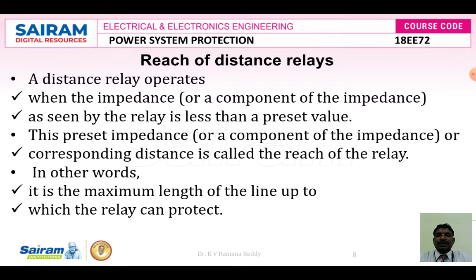A distance relay operates generally when the impedance seen by the relay is less than the preset value. This preset impedance depends upon the corresponding distance between the fault location and the relay, and is called the reach of the relay. In other words, it is the maximum length of the line up to which the relay can protect.